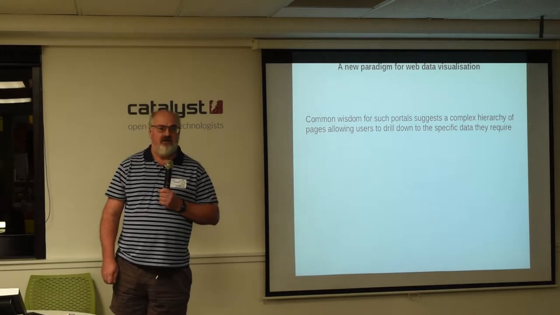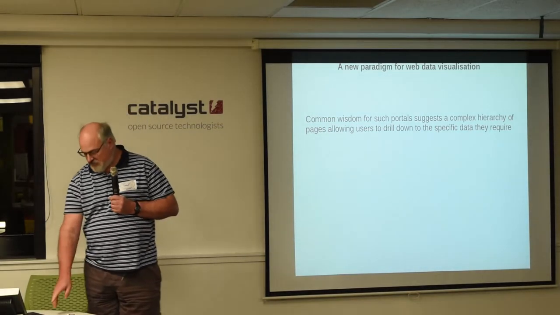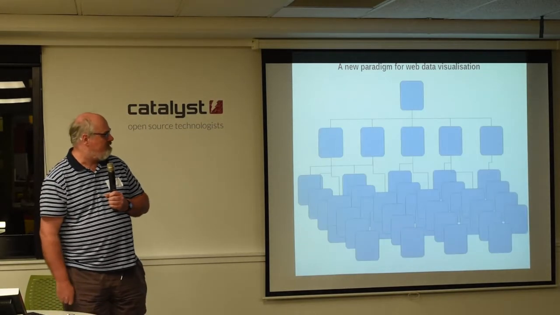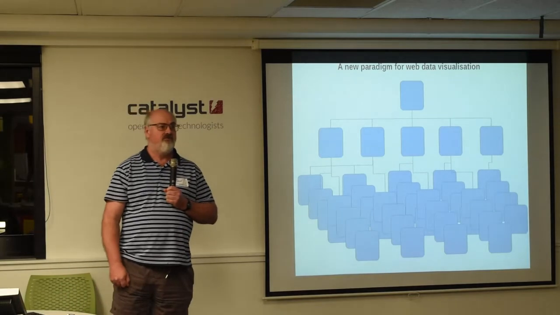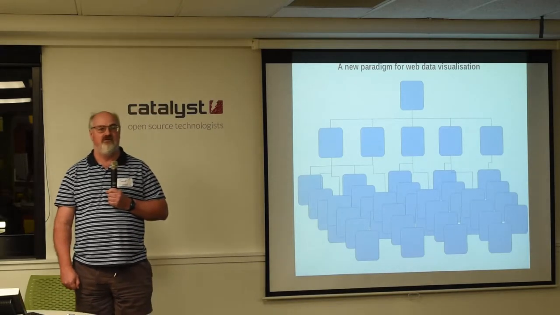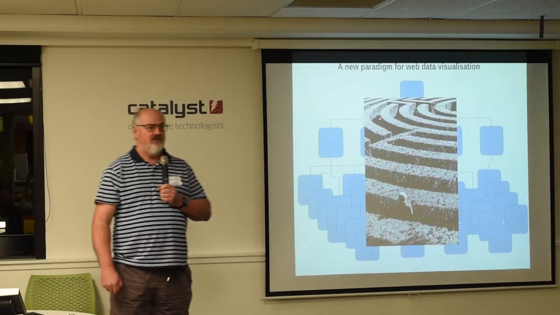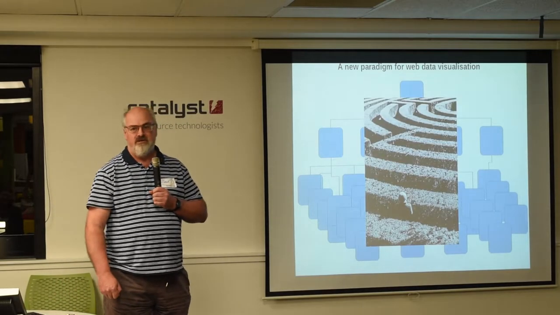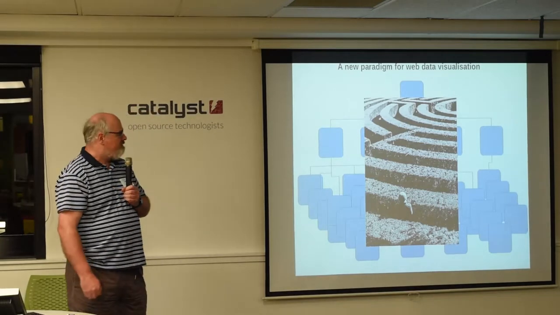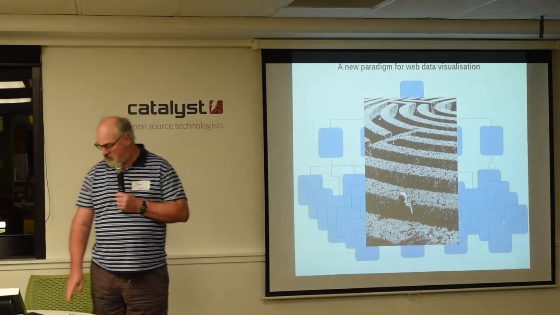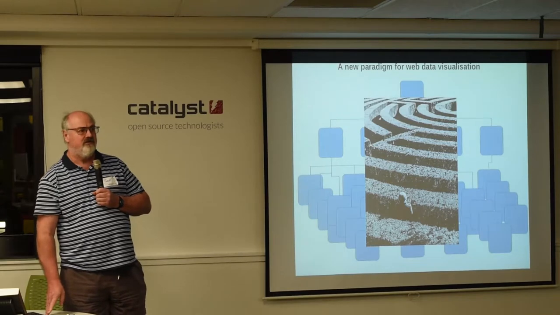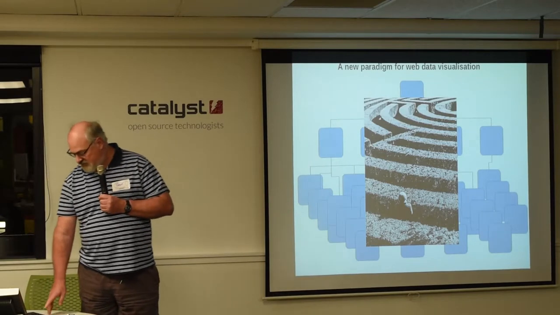And the normal way of building any sort of website like that is a fairly complex hierarchy of pages for different species, for different aspects of information about those species that you have to navigate through. And you finish up lost in the maze somewhere of all that information. And that's something we wanted to avoid, and I'm not aware of anyone else who's done anything quite like this, so if anyone is, I'd love to know more about it.